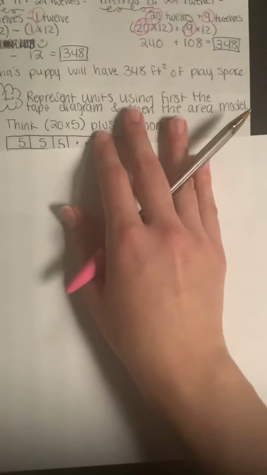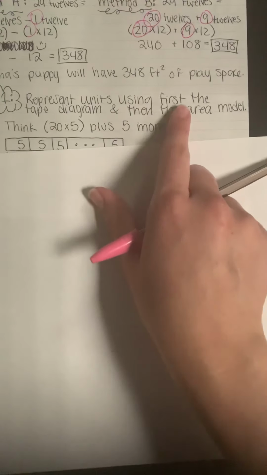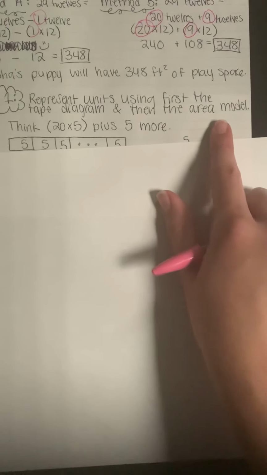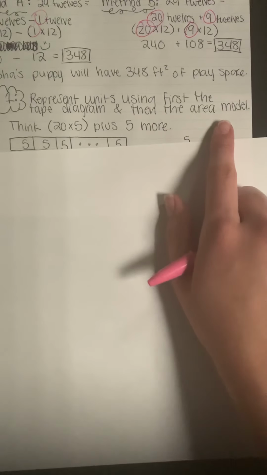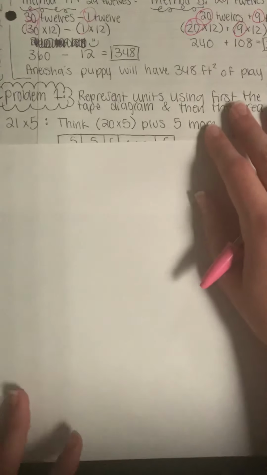This you do have to write. So problem 1, we have directions that say represent units using first the tape diagram and then the area model. So our lesson is now starting to have us compare some strategies to see which strategy is the best. In your opinion matters too.